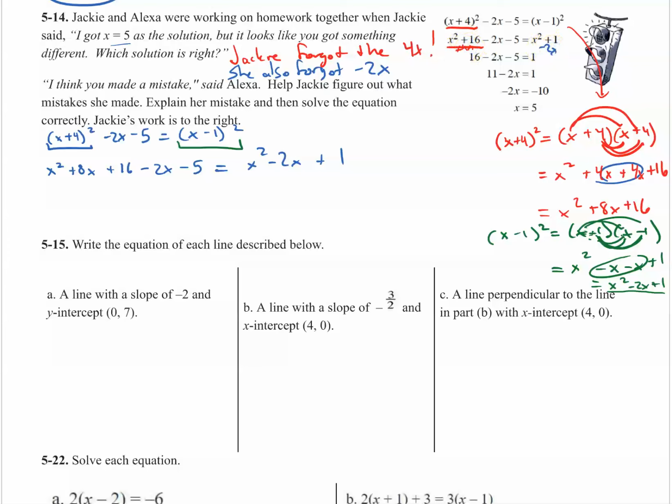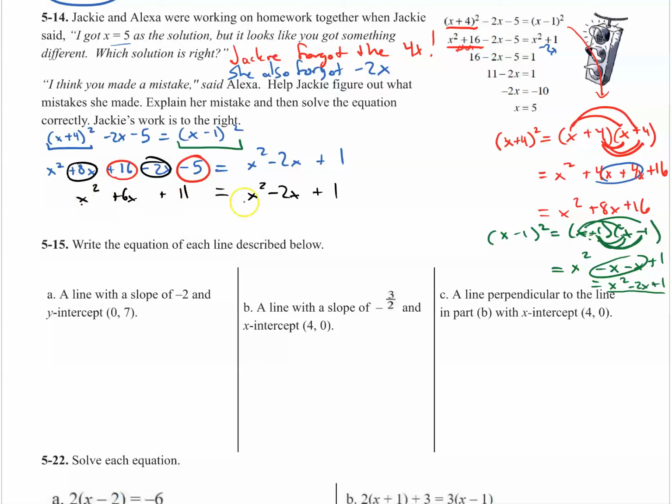Okay, so we have this giant equation. Let's go ahead and combine like terms. On the right-hand side, all the like terms have been combined, but on the left-hand side, we've got an 8x and a minus 2x. So that's going to be x squared plus 6x. And then we have a plus 16 and a minus 5. That's plus 11.